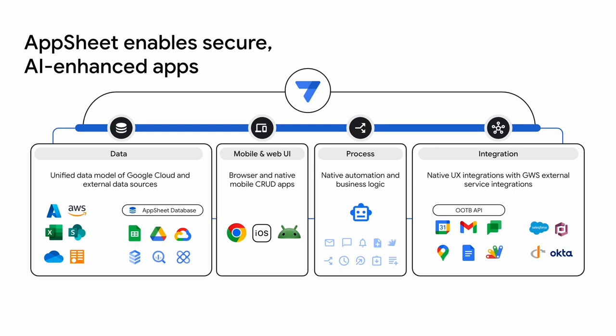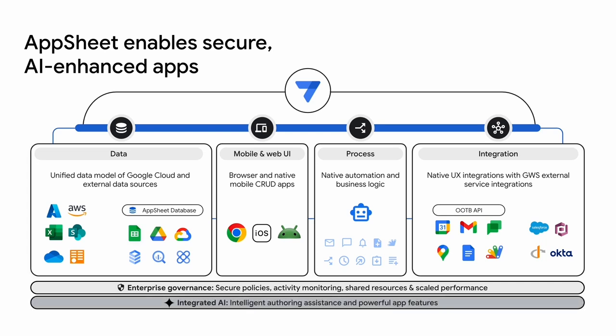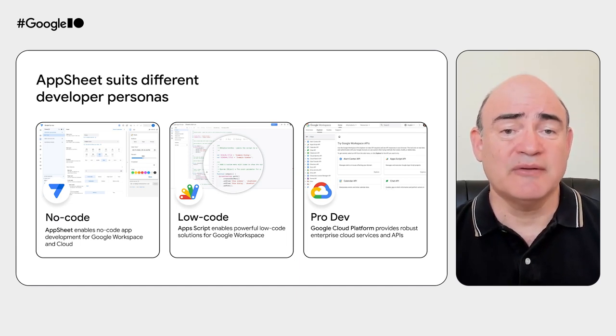AppSheet also comes with its own robust automation engine, allowing for granular control of event-based business processes that are common in business use cases. For security and administration, AppSheet provides robust enterprise governance, so admins can have full visibility and control of their entire organization's AppSheet usage. Finally, AppSheet is now equipped with integrated AI features that enhance both the app builder's experience as well as the end users. In addition to being a no-code development platform, AppSheet is also usable by other software development personas, including low-code and even professional developers.